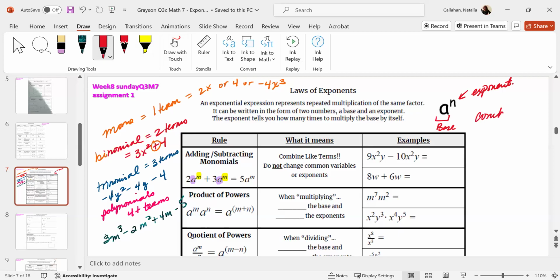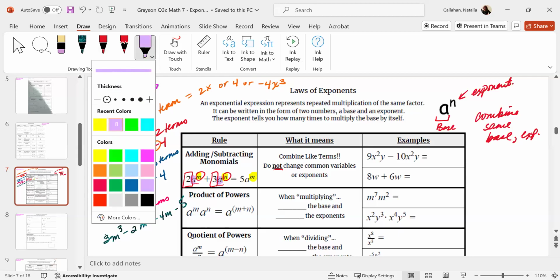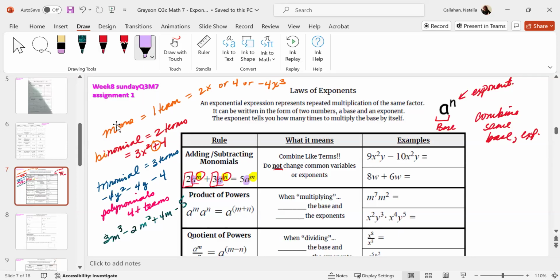You can always combine them if they have the same base and same exponent. Okay? So because the a is the same and the m is the same, so the base is the same and the exponent is the same, you can then add the coefficients, which are 2 and 3, which gives you 5a to the m power, right? Combine like terms. Do not change common variables or exponents. So what it means, do not change common variables and exponent, is that you see how the a is exactly the same for the answer? Yeah. And the base a did not change. The only thing that changes is the coefficient because you're combining like terms.